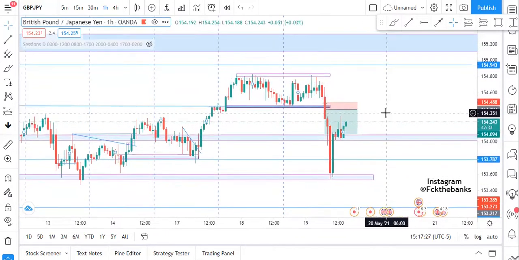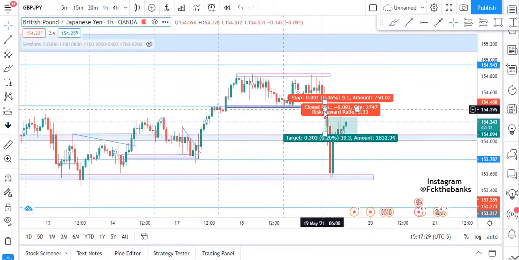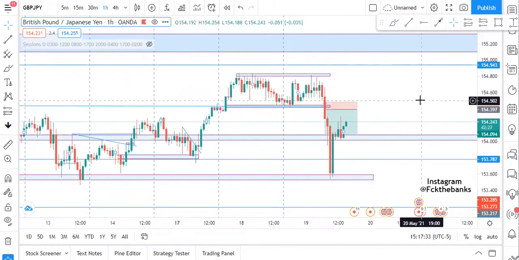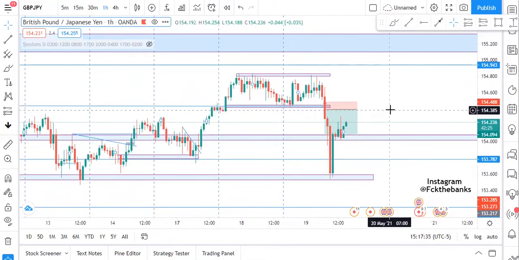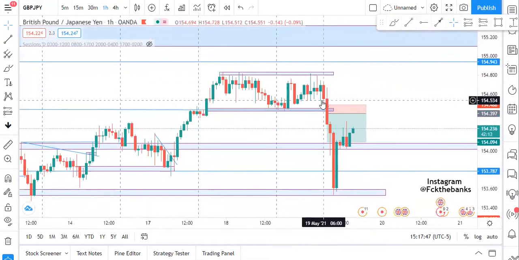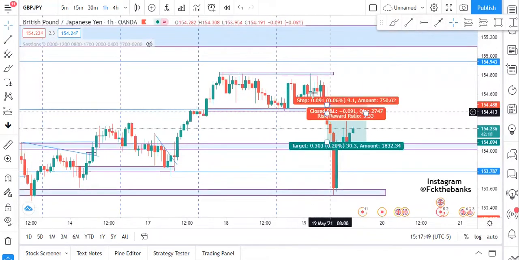So what you want to do is take advantage of that move in which the banks and institutions are making the push. You're gonna go along with them and ride the wave. Okay, guys, so for today's session in New York, as you can see, this is pre-NY.